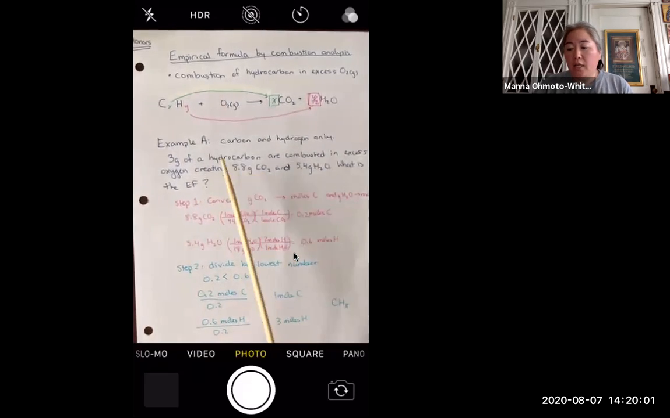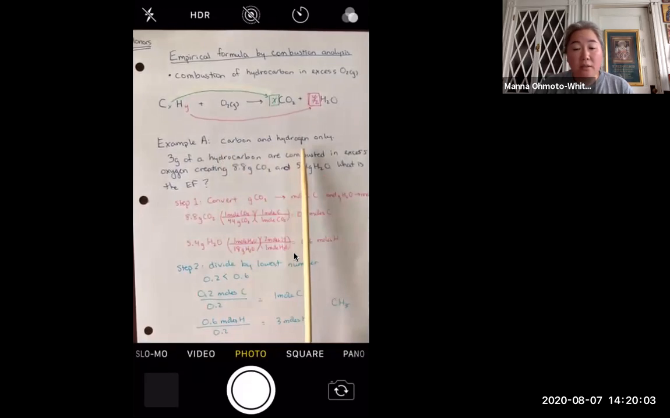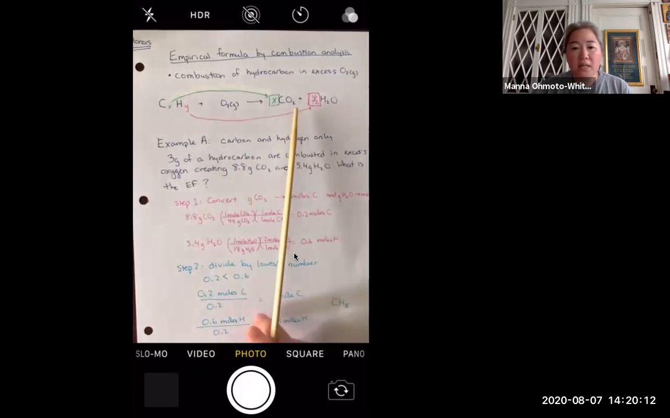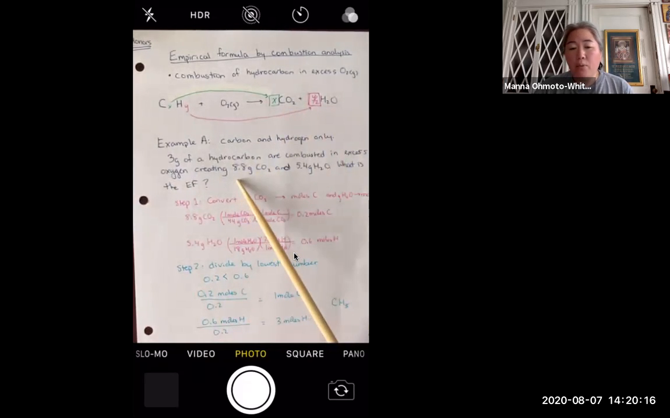So the example is carbon and hydrogen only. I have 3 grams of a hydrocarbon and it's combusted in excess oxygen. The excess oxygen is just to make sure that I'm creating carbon dioxide and not carbon monoxide. So I create 8.8 grams of carbon dioxide and 5.4 grams of H2O. What is the empirical formula?